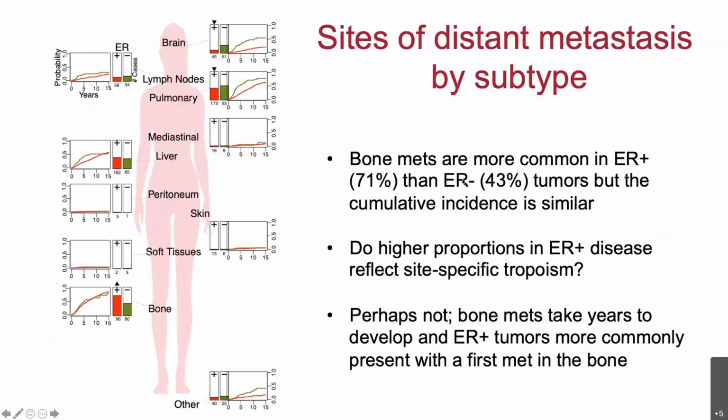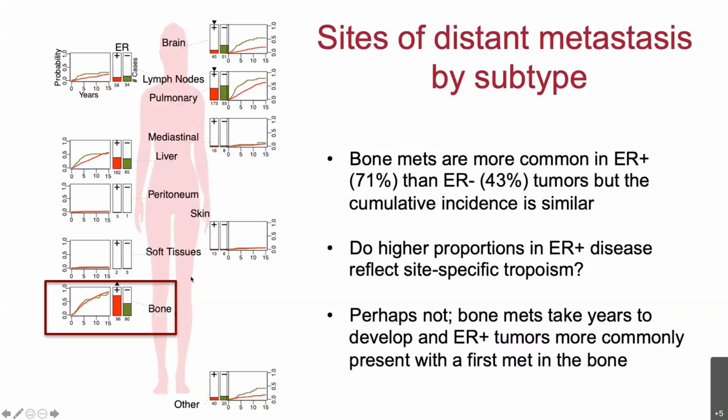And then furthermore, we can start to break this information down by molecular subtype. We're obviously underpowered when we get to the 11 integrative subgroups, but just looking at ER positive versus ER negative disease, we can see some immediate patterns. It's been reported for many years that bone metastases are more common in ER positive disease than ER negative disease, estimated on the order of 71 versus 43%.